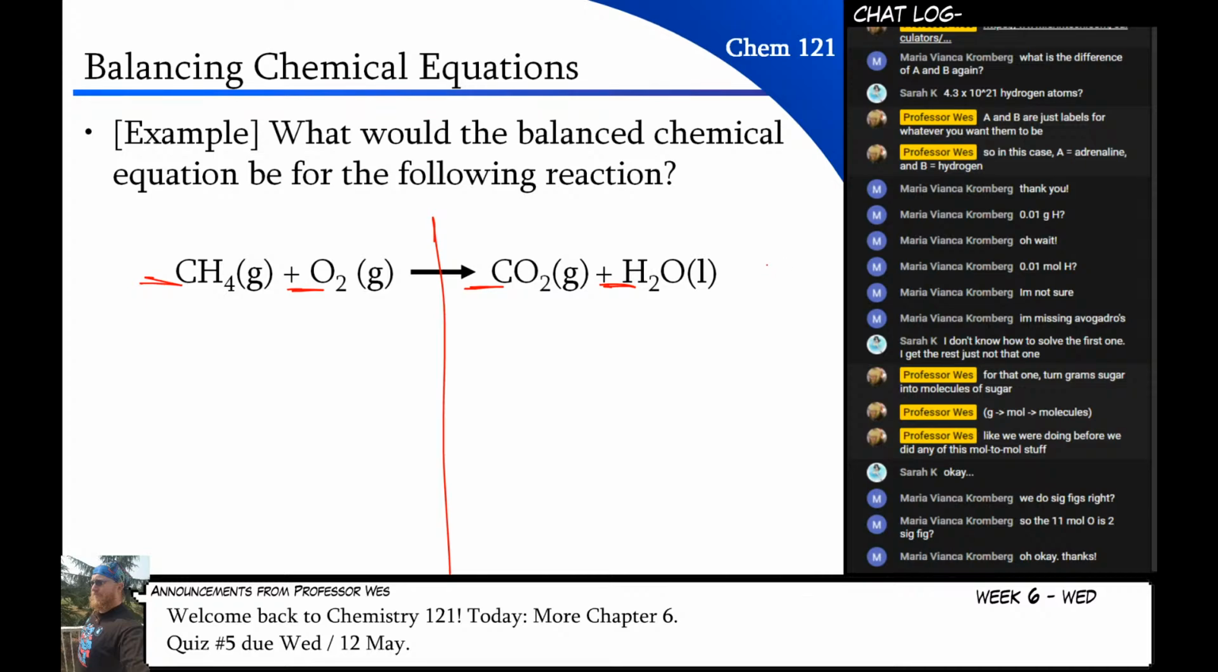Once we've done this, we can now count up the number of atoms on each side. I'm going to first just index them. I've got a carbon, a hydrogen, and an oxygen. So we're going to go carbon, hydrogen, oxygen. Those same elements live over here too. And we're going to take inventory. How many carbon are on the left? Just 1. How many hydrogen are on the left? 4. How many oxygen are on the left? 2.